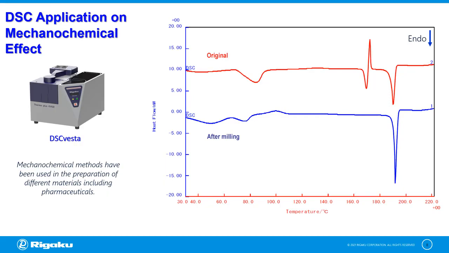However, in the pulverized material, only the endothermic peak at 180 degrees centigrade due to melting is observed. Also, the dehydration behavior differs with the original material. The external application of mechanical energy causes physical changes known as mechanochemical effect, which may cause differences in measurement results.